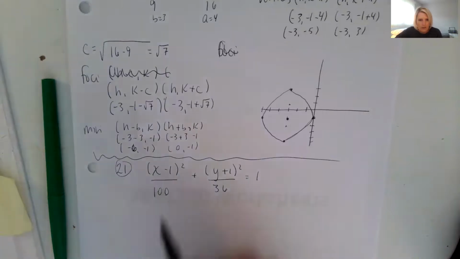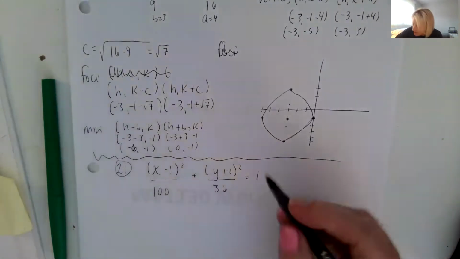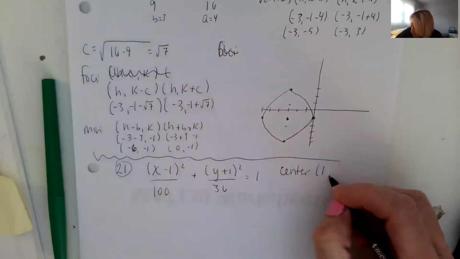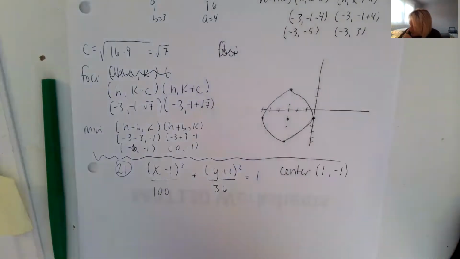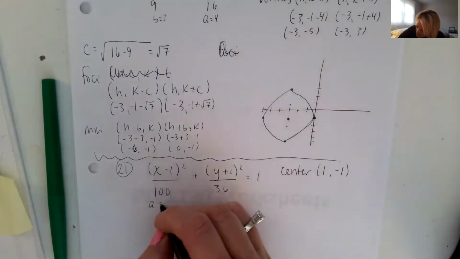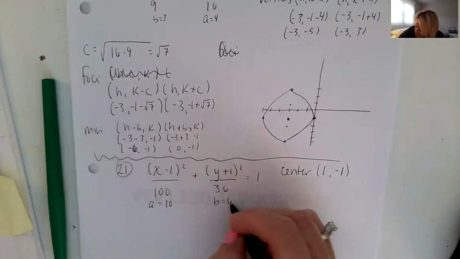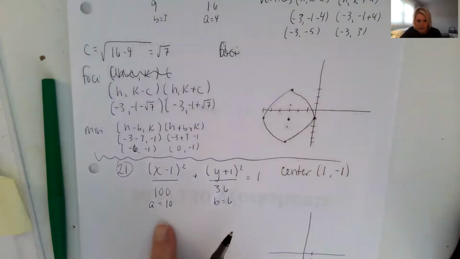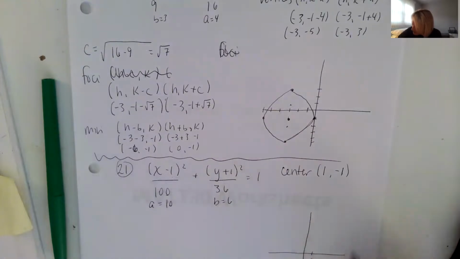Okay, 21. So it looks like we're shifted again. Our center is at h is 1 this time, and k is negative 1. And then it looks like a is 10 over here and b is 6. So it looks like we're going right 1 and down 1. And it looks like our longer axis is on the x-axis. So we've got 2, 3, 4. And we're going to be shifted here.